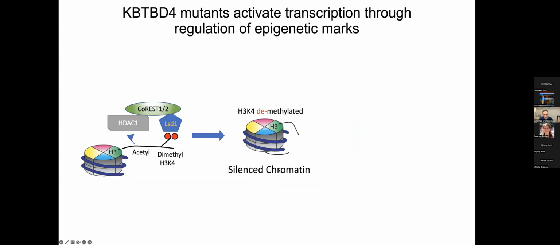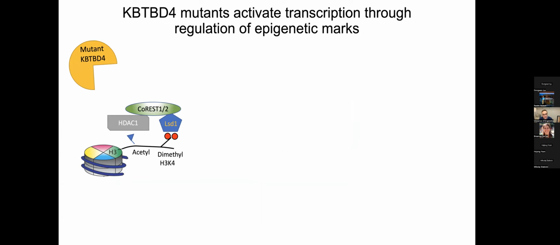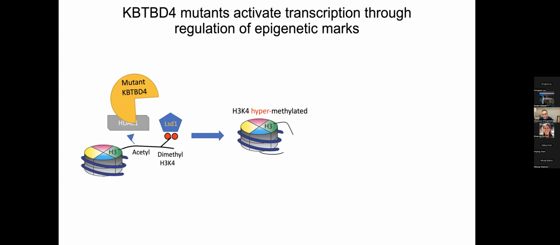So what does CoREST do? Why is this important in these tumorigenesis settings? CoREST is a transcriptional repressor that normally keeps transcription at bay by demethylating H3K4 in order to silence chromatin. So the hypothesis is that the mutant KBTBD4 is acting as a Pac-Man and is chewing up CoREST in order to induce H3K4 hypermethylation and activate transcription.